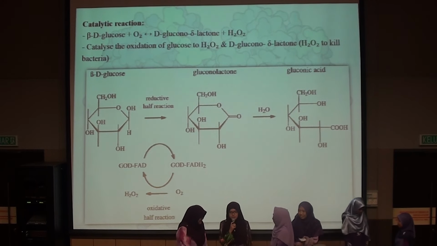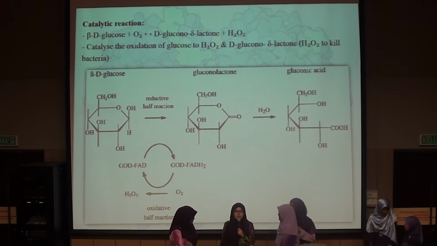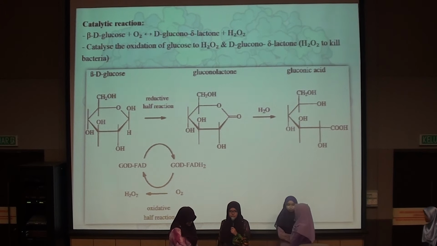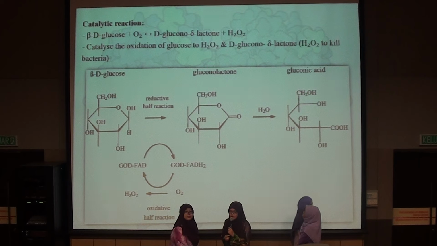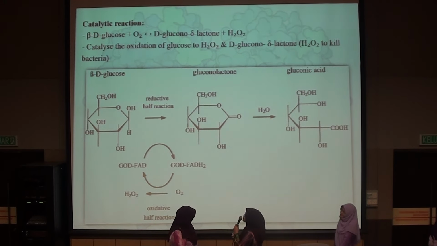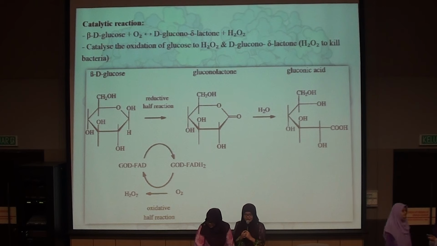Next, I will explain about the catalytic reaction. First, we know that this enzyme oxidizes beta-D-glucose in the presence of oxygen to form D-glucono-delta-lactone and hydrogen peroxide. As you can see, in the first reductive half reaction, glucose oxidase will oxidize beta-D-glucose to gluconolactone, which will then spontaneously hydrolyze to form gluconic acid.